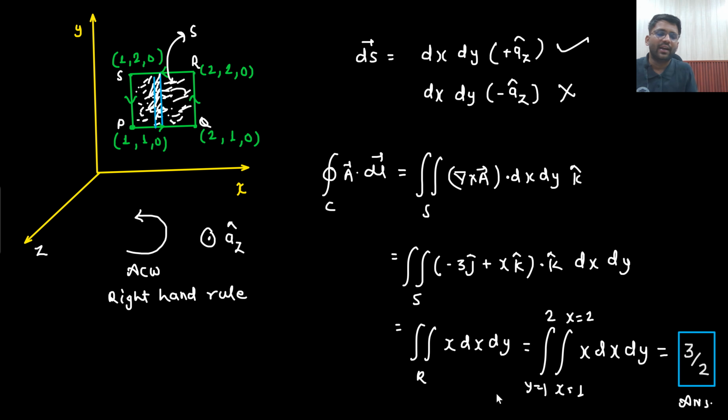Over this region R, I need to calculate x dot dx dy. Do you know how to calculate this? Absolutely, sir. I clearly know how to calculate this. X is going from 1 to 2, y is going from 1 to 2. Get the answer 3 by 2.